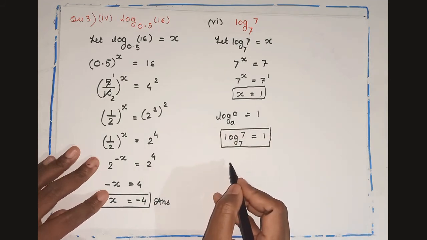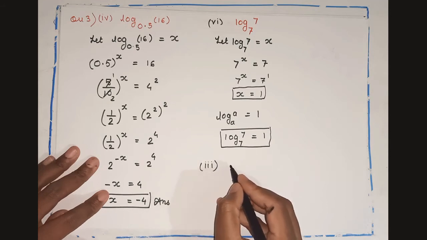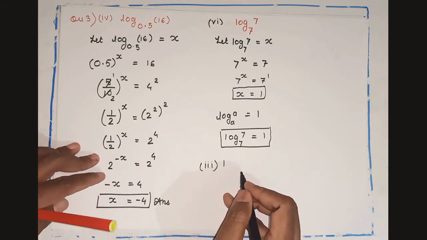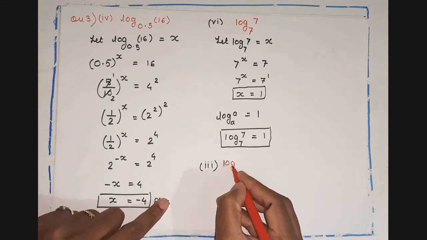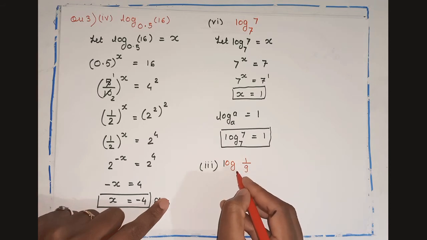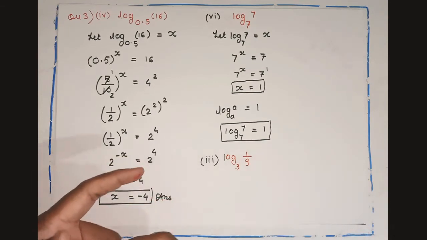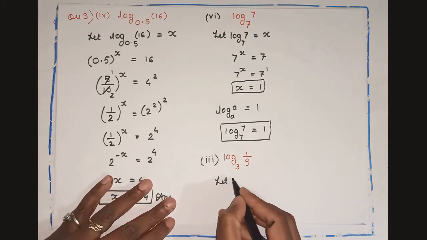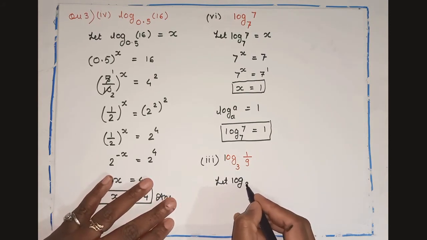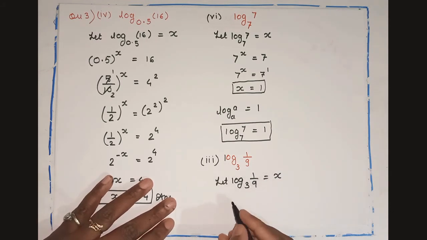Then moving ahead, one more problem, the third one from the same question, I will do. I am trying to do different kinds of problems so that you will be less confused. Log of 1 upon 9 to the base 3. Here also you can assume that this equals x. So let me write it down, log equals x. If you convert it into exponential form, what will you get?